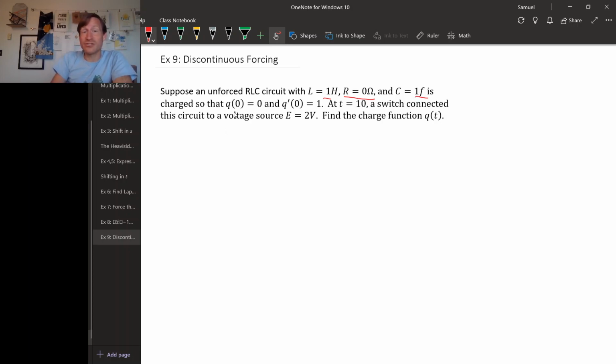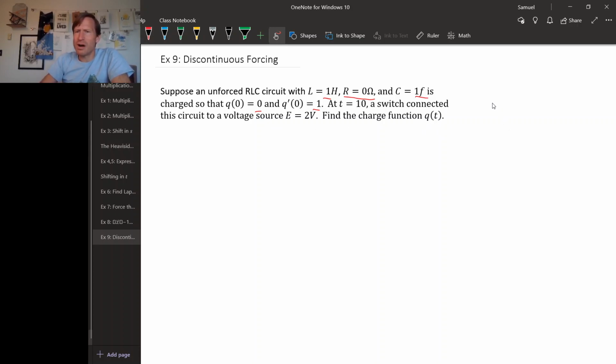But suppose that this starts out so the capacitor has 0 charge to begin with, but the current in the circuit is initially 1, so that would be 1 amp, which is a kind of large current as well. Additionally, suppose that at time 10 seconds, a switch switches the circuit to connect it to a voltage of 2 volts. So let's find the resulting charge function on the capacitor.